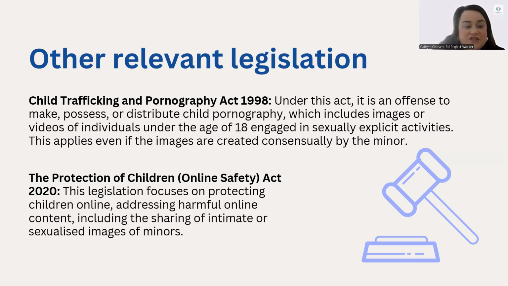Other relevant legislation, the Child Trafficking and Pornography Act 1998. Under this act, it is an offence to make, possess, or distribute child pornography. This includes images and videos of individuals under the age of 18 engaged in sexually explicit activities. This applies even if the images are created consensually by a minor. So if the young person creates this image and sends it on to someone else, or they have it on their phone, that can actually be deemed legally as child pornography.